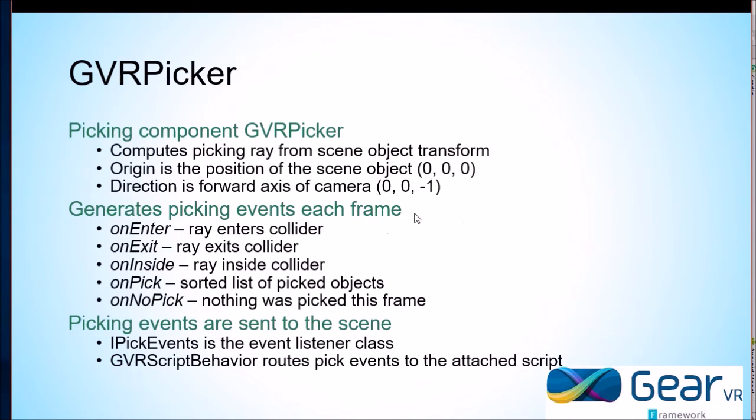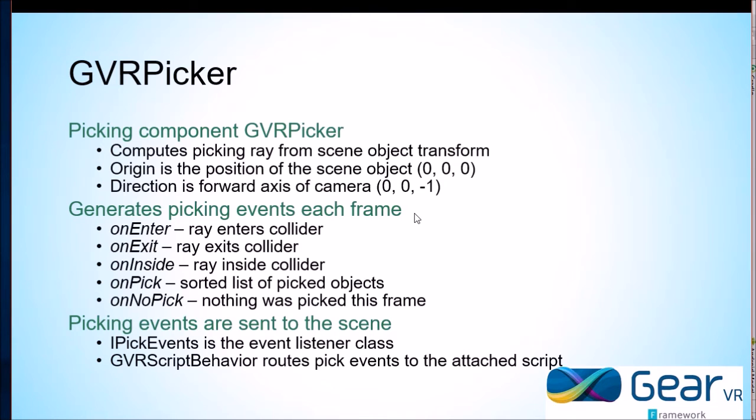The GearVR picker is the component that does the picking, and you can attach this component to any scene object, and then it'll compute the picking ray based on the scene object's transform. So the origin of the ray will be the position of the scene object, and the direction will be the forward direction of the scene object. If you attach it to the camera, then that's the forward direction of the camera, which is where the viewer looks. And these rays are in camera coordinates. They're not in world coordinates.